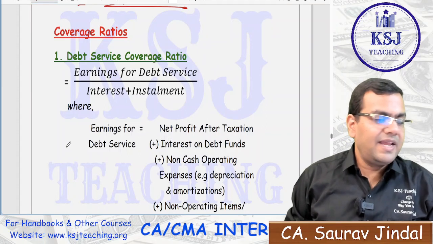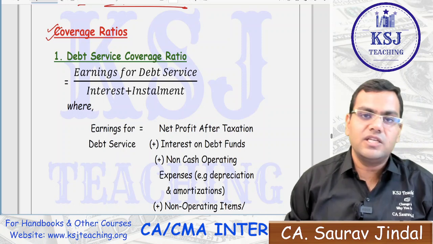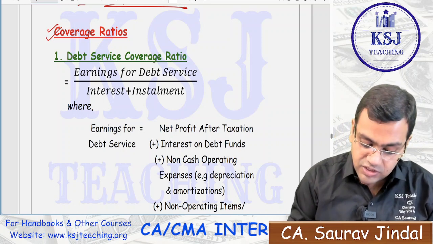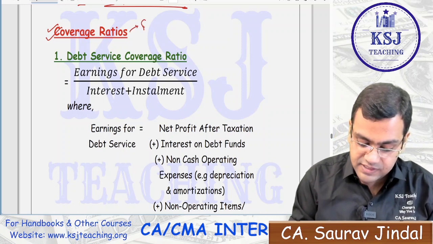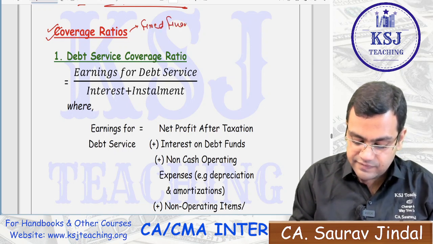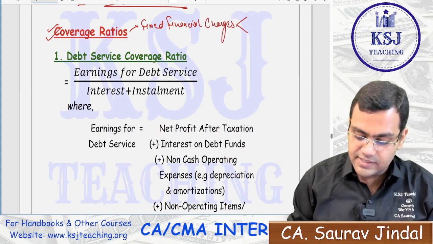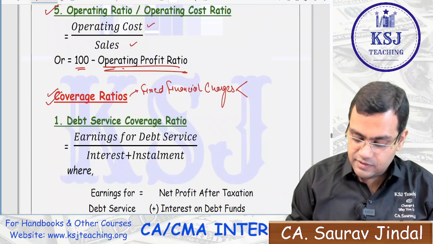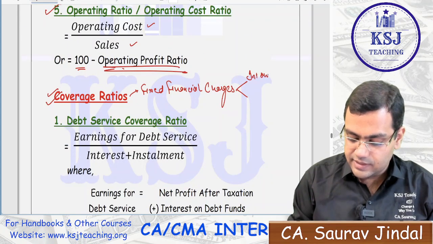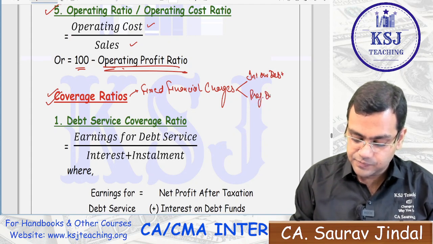Now, coming to the next set of ratios, that is coverage ratios. What do these coverage ratios relate to? These coverage ratios are related to the fixed financial charges. What are the fixed financial charges, sir? Fixed financial charges are two. The first is interest on debt, and the second one is the preference dividend.